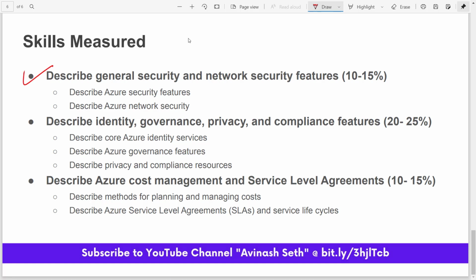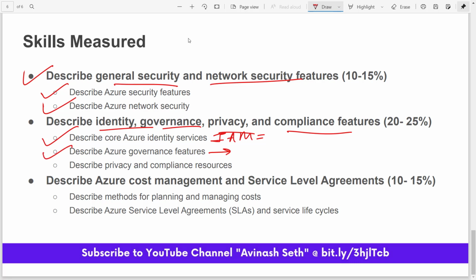In the next part, describe general security and network security features which are there in Microsoft Azure. Then identity, governance, privacy and compliance features. So like Azure core identity services, which is often known as IAM, which stands for Identity Access Management. Then Azure governance policy, so like how Microsoft Azure can actually help the government build solutions on top of their platform. And finally, the privacy and the compliance resources.